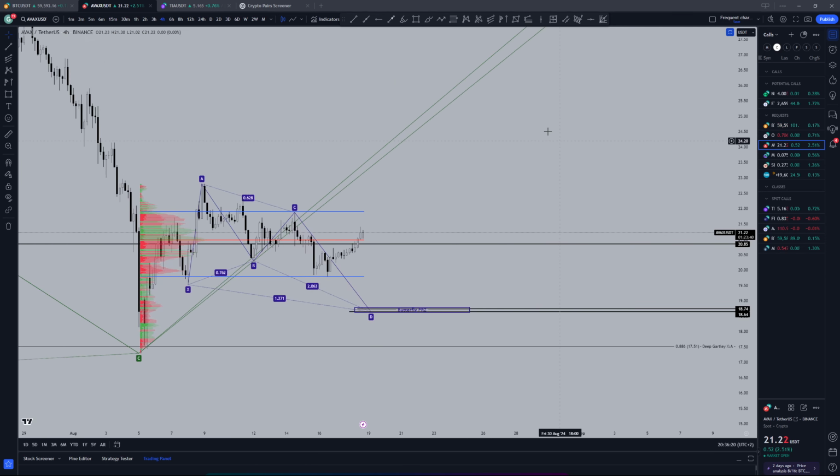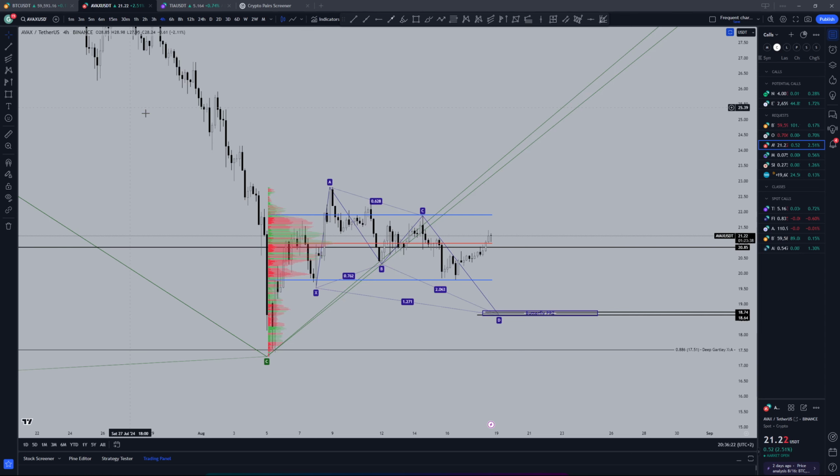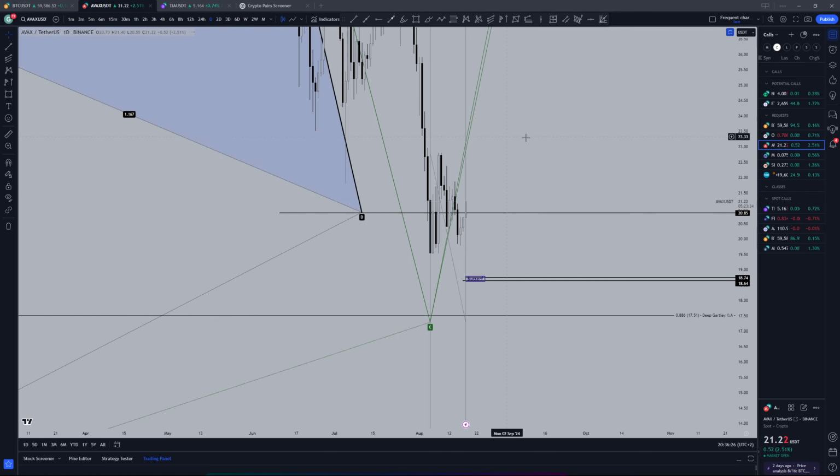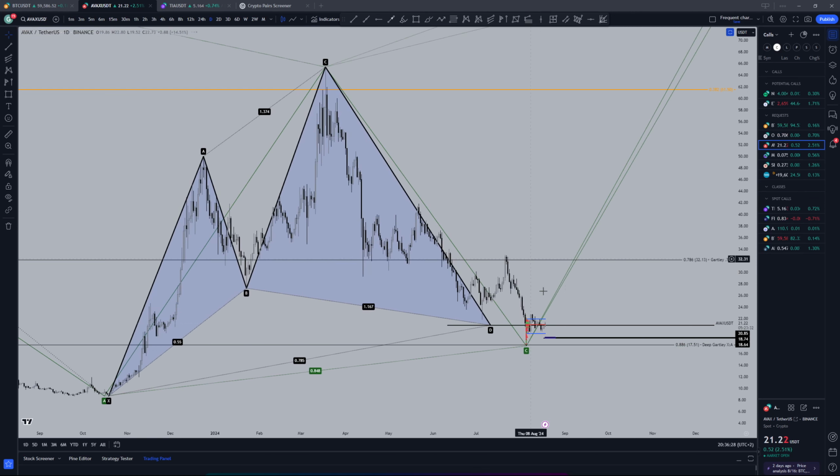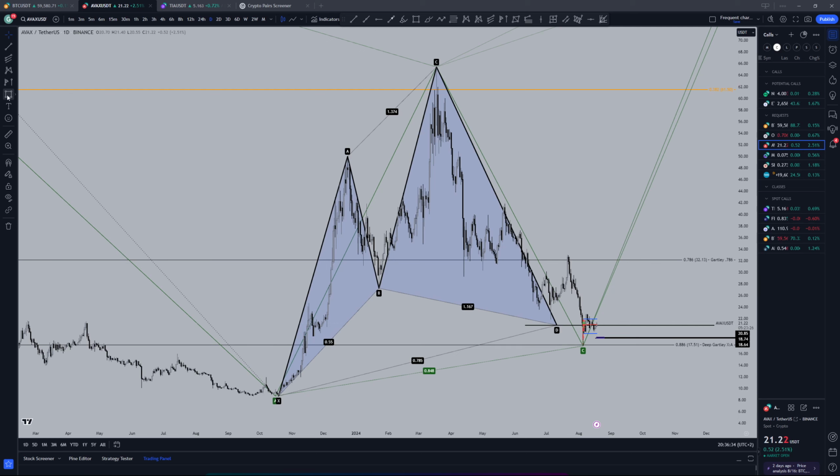So if I were to play AVAX, I would start buying on this 786 for a starter position. The 786 we drew earlier. Then DCA the butterfly or DCA the deep Gartley, and maybe put a stink bid somewhere in this box just in case, but I don't see a clear level to bid, right?